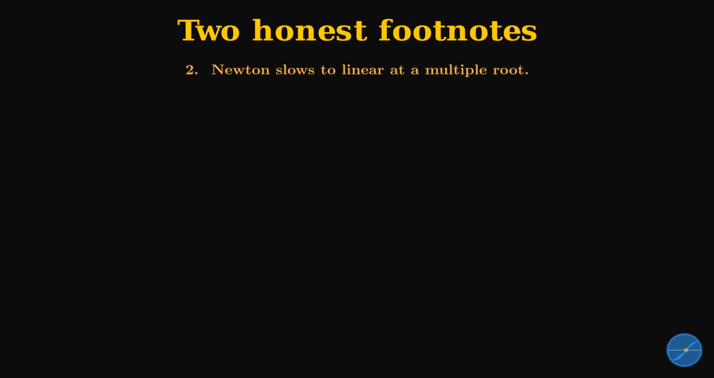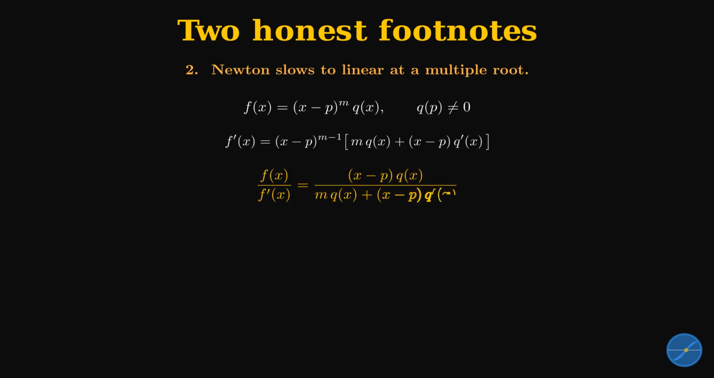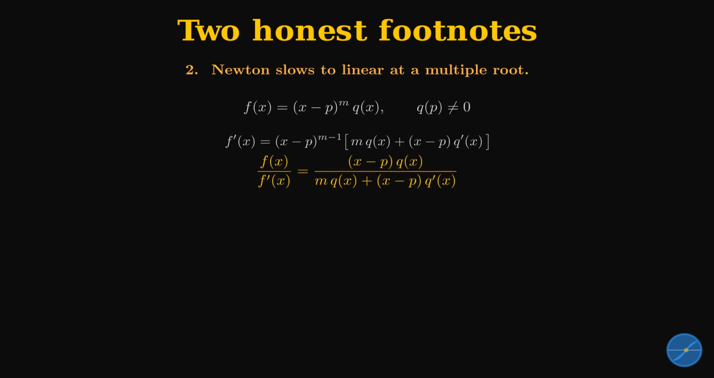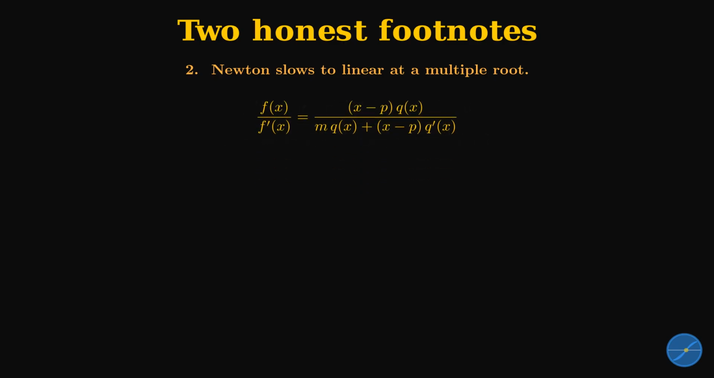Second, Newton's quadratic speed assumes a simple root. At a root of multiplicity m, write f as (x minus p) to the m times q. Differentiate with the product rule and factor out (x minus p) to the m minus 1. In f over f prime, that shared factor cancels, leaving this. Let me clear the earlier lines and take the limit.